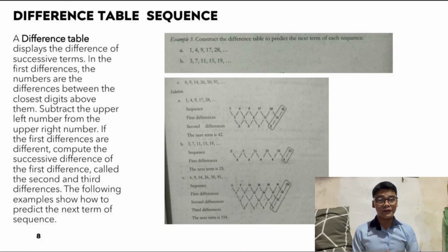Hi everyone, for now, let's tackle the difference table. A difference table displays the differences of successive terms. In the first differences, the numbers are differences between the closest digits above them. Subtract the upper left number from the upper right number. If the first differences are different, compute the successive differences of the first differences. Call them the second and third differences. The following examples show how to predict the next term of a sequence.